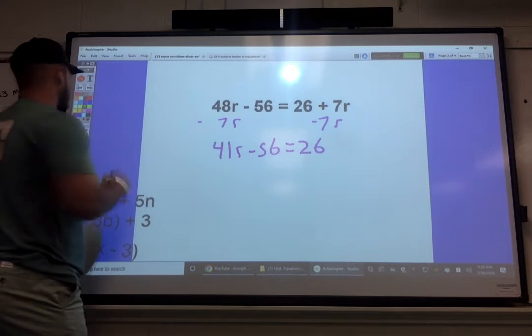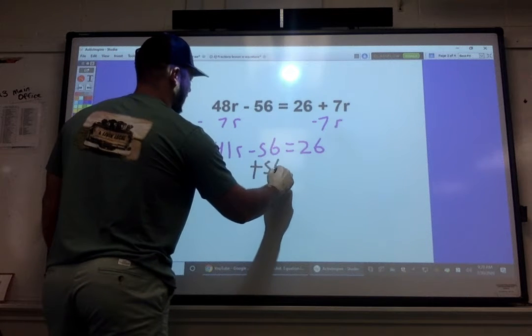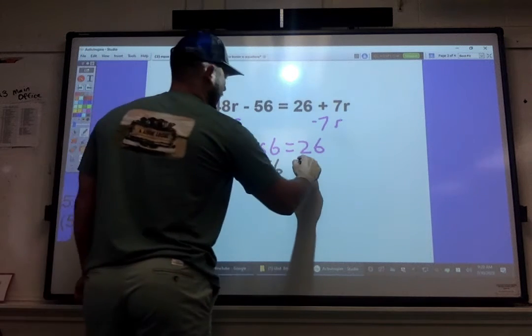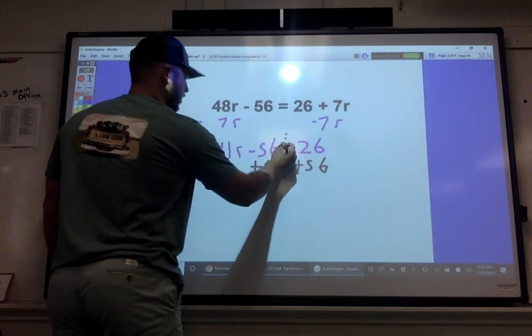So we're going to try to get this r by itself. That looks like I'm going to have to add. I'm going to do the opposite of what's going on over here. So I'm going to add 56. I'm going to add 56. Right? We can make our line.